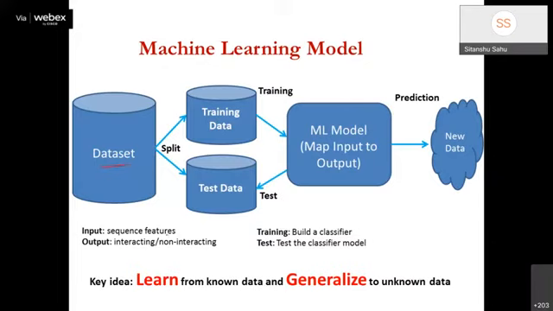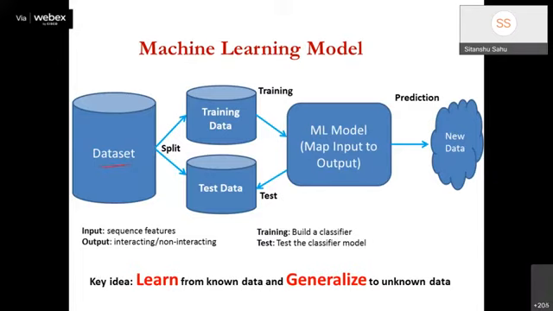The input could be a sequence of features. The output could be interacting or non-interacting, yes or no questions, or class 1, class 2 or class 3, like that. In the training, you try to build a classifier or clustering technique that tries to find the mapping between input and output. That means you try to find the pattern present in the data. The key idea is to learn from the known data set, and then generalize to unknown data points, to make predictions or identification for the unknown data. So it is learning first, then applying it on unknown data sets.